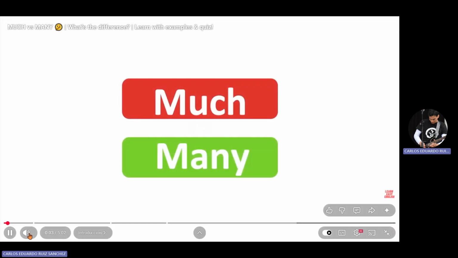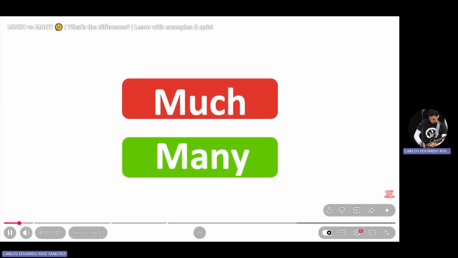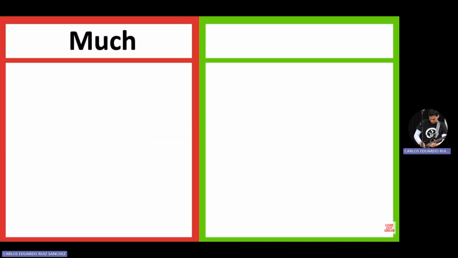Much, many. In this lesson, I will go through the difference between these two words. Essentially, they both mean the same thing. They refer to a large amount of something. However, we use them in different contexts. Much is used with uncountable nouns. It refers to a large amount. Now I will go through 3 types of sentences in which we can use the word much: a positive sentence, a negative sentence, and a question.